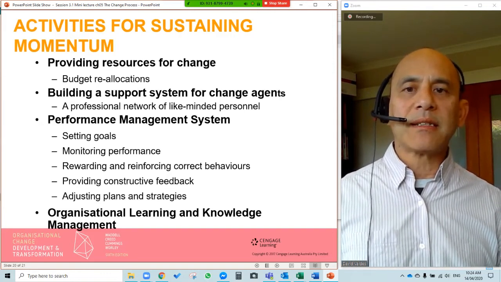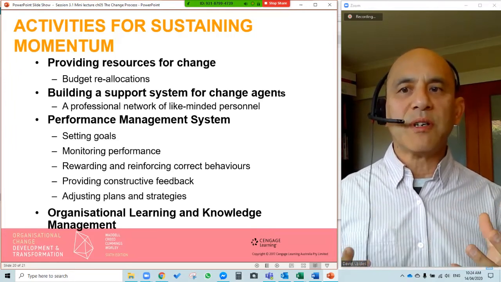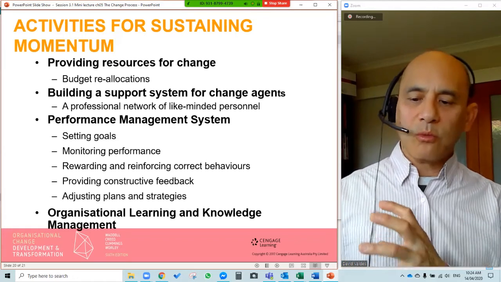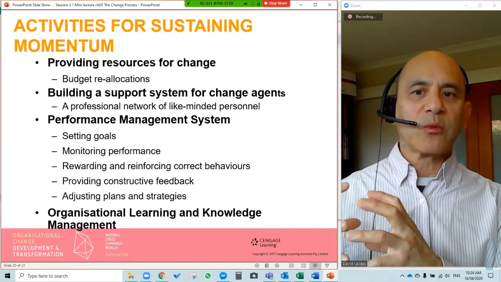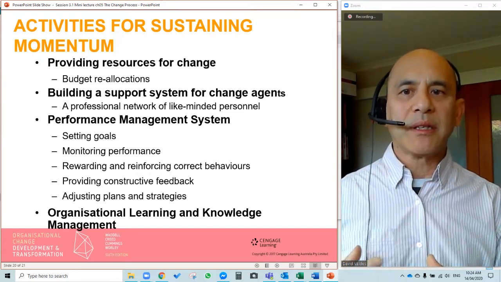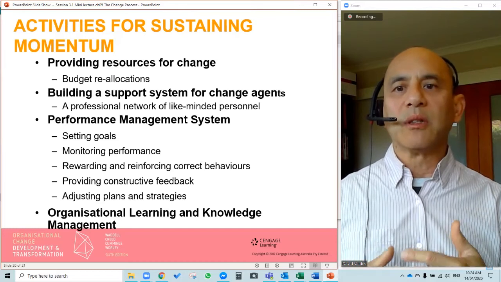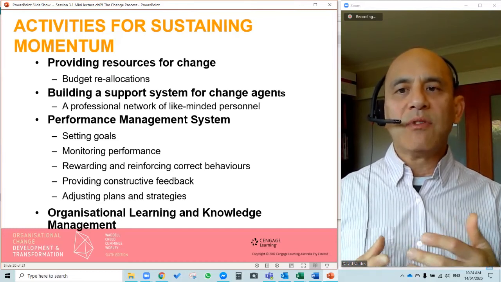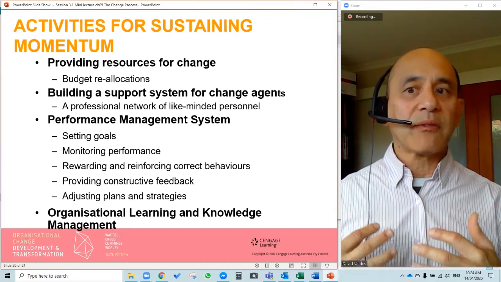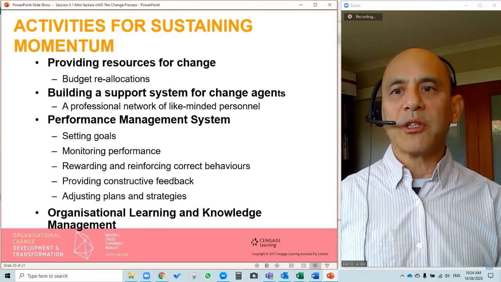Okay, this last stage, again, is synonymous with Lewin's refreeze. This is where we try to make sure that all the changes we've made become a habit and a sustainable change, even when the OD consultant has left. Basically, the change has been cemented into the organization.